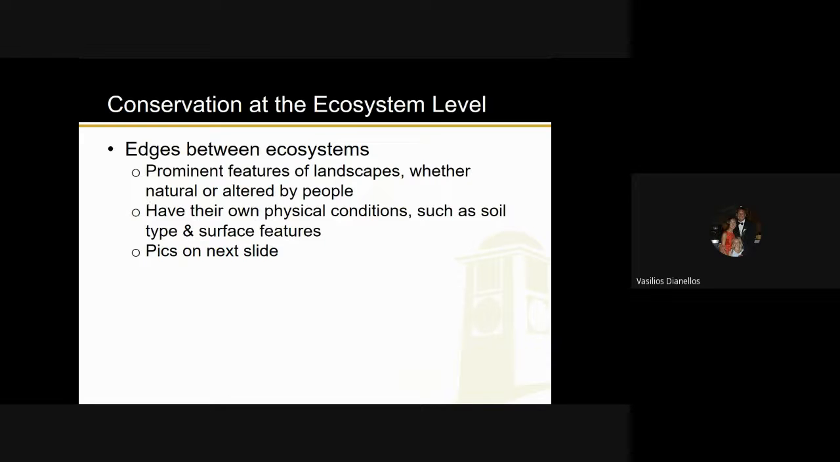However, if you think of a river and then the riverbank, there are also things that live right there on the border between the water and the forest that don't necessarily live in the water or in the forest. They live right there at that border, and that would be the edges between ecosystems.